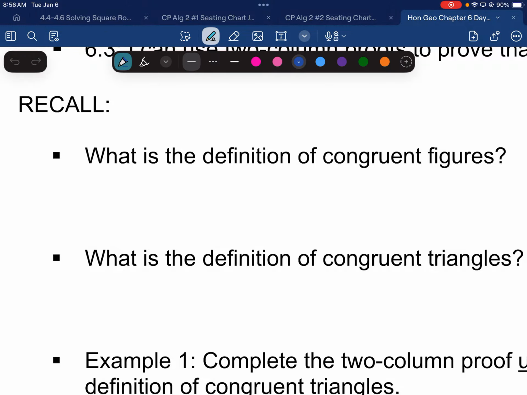Good job. So congruent figures are the same shape and they are the same size. Noelle, what you said is not wrong. They have the same side lengths and equal angle measures. That's what makes them the same shape and the same size, right?